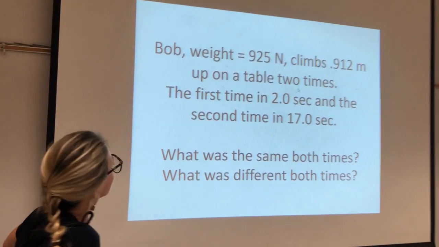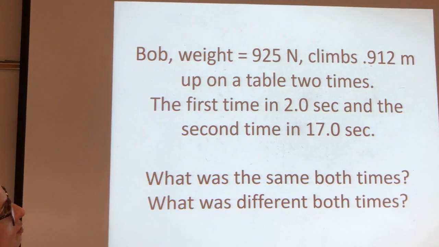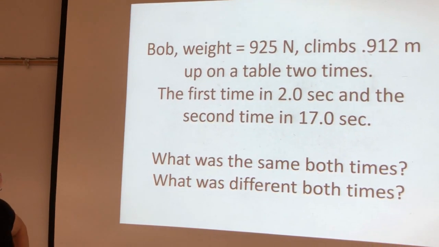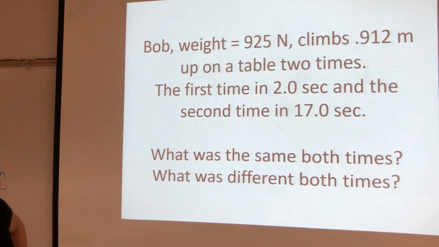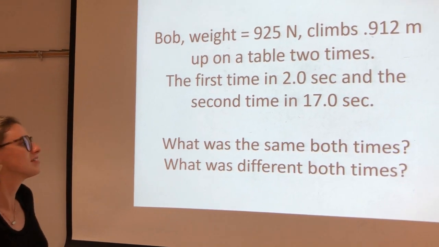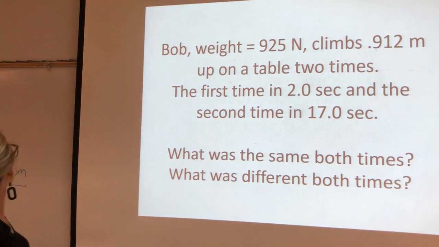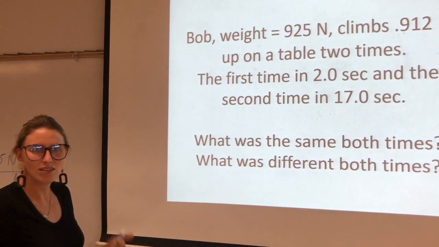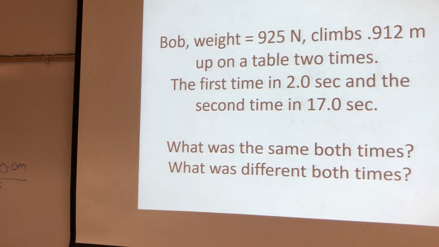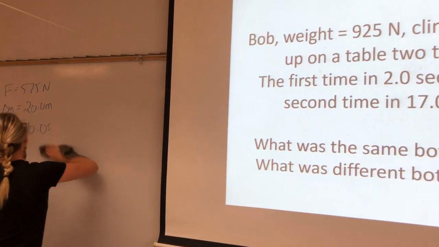Okay. Bob again. Bob, whose weight is 925 newtons, climbs 0.912 meters up on a table 2 times. The first time in 2 seconds and the second time in 17 seconds. What was the same both times? What was different? Didn't we do this? I can think of several things that are the same. The weight and the height.